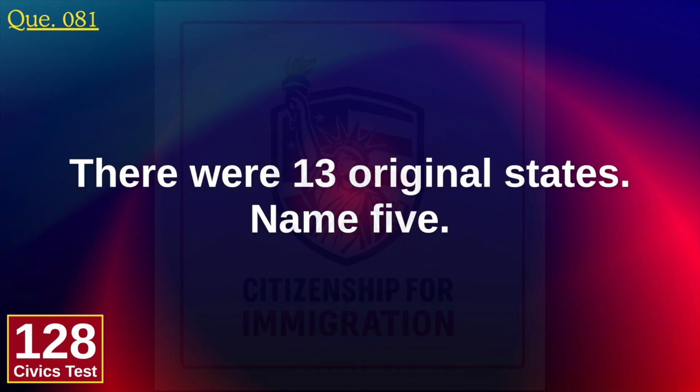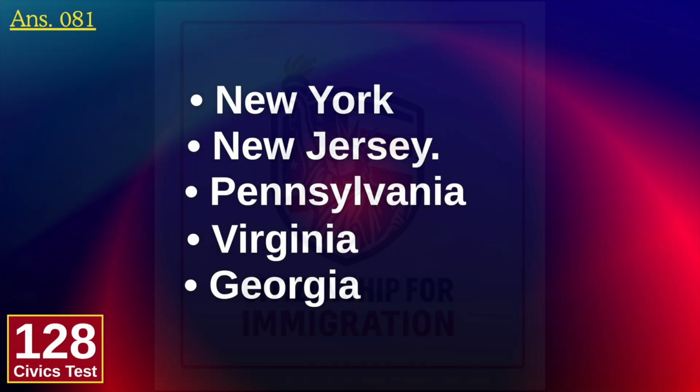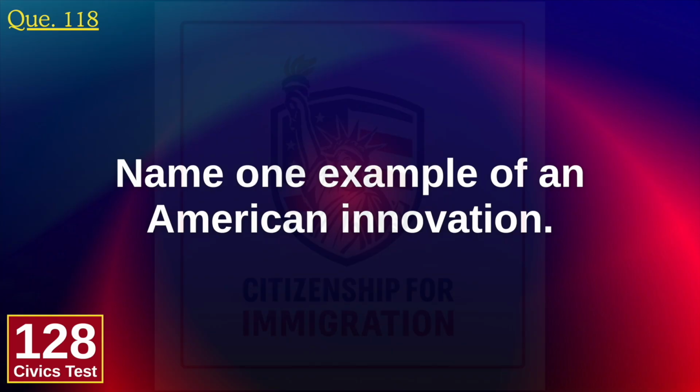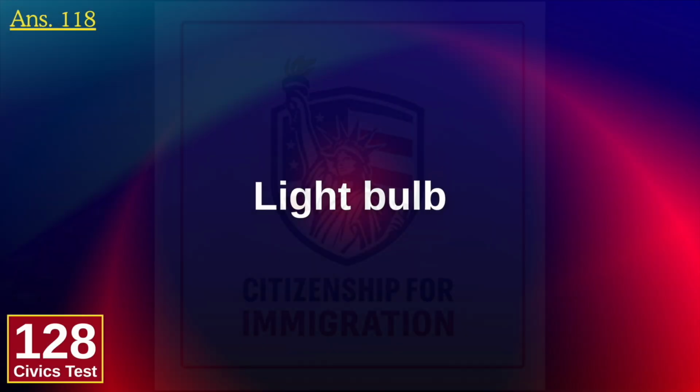There were 13 original states. Name 5. New York, New Jersey, Pennsylvania, Virginia, Georgia. Name one example of an American innovation. Light bulb.